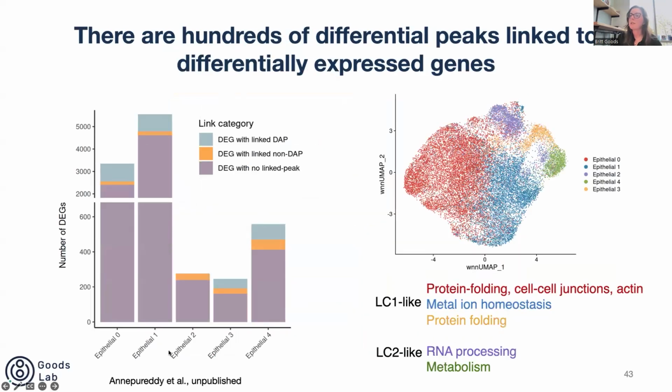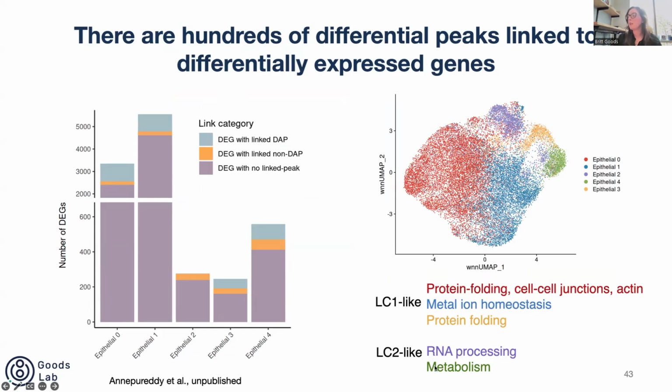And what you can see is that for each of our lactocyte populations, there's a high degree of differentially accessible genes that have no linked peak. And then there's a decent fraction of these that actually have a linked differentially accessible peak, whether it's significant or not. And when we look at these, our LC1-like cell types appear to have genes that are mostly linked to protein folding, metal ion homeostasis, and cell-cell junctions, which makes sense.